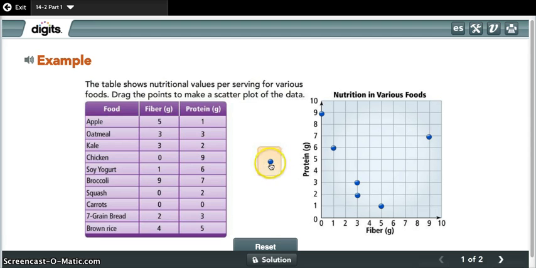I'm on squash, which is 0, 2. 0 fiber, 2 protein. Carrots are 0, 0. 7 grain bread is 2 grams of fiber, 3 grams of protein. And brown rice is 4 and 5.